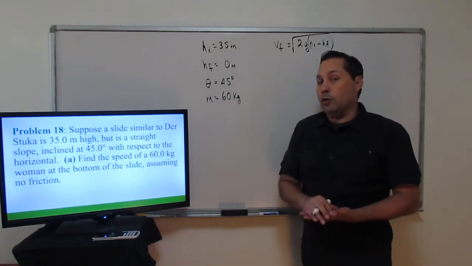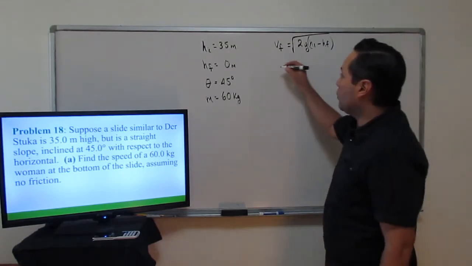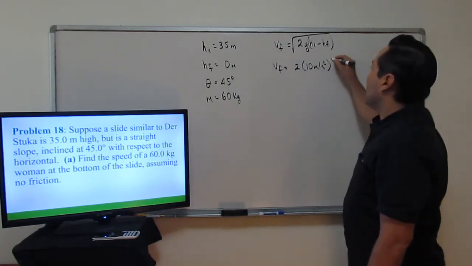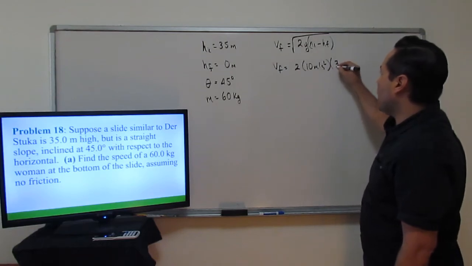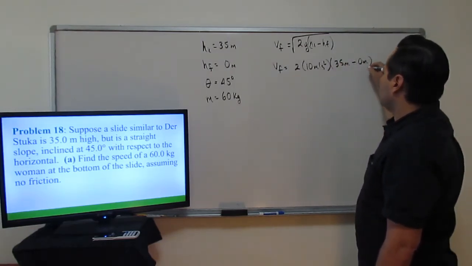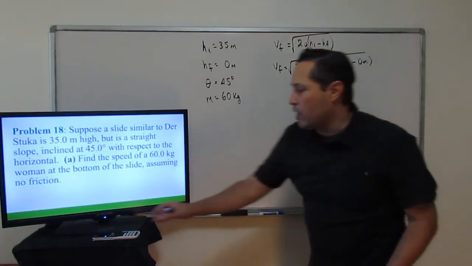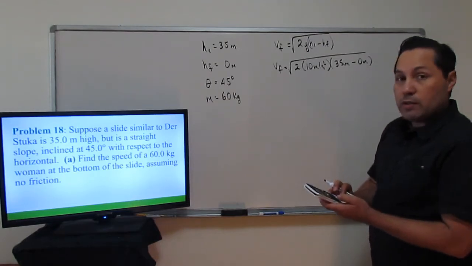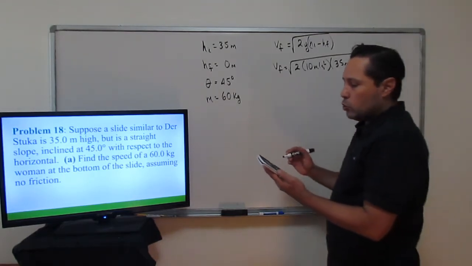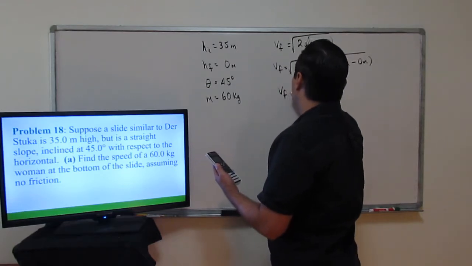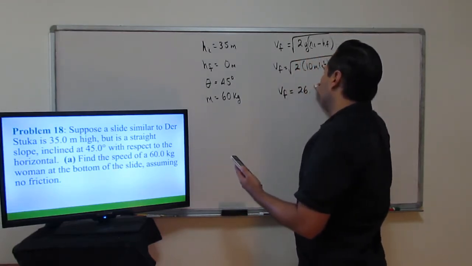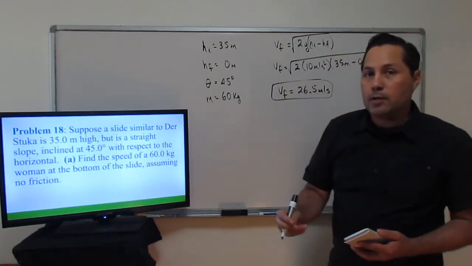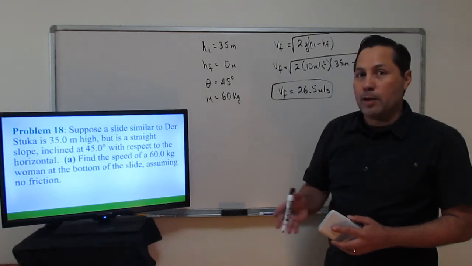That's an equation we derived in an earlier problem. Alright, so you're going to go ahead and substitute your values in. It's going to be 2 times gravity, which is 10 meters per second squared, times height initial minus final, which is just 35 meters. And then we get the square root of that. So 35 times 10 times 2 gives us 700, and the square root of 700 gives us 26.45. So we'll just round it off to 26.5 meters per second, which will be her velocity on this frictionless slide. That takes care of problem number 18, part A.